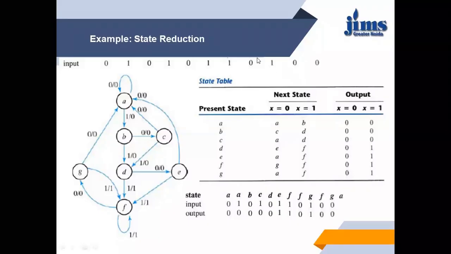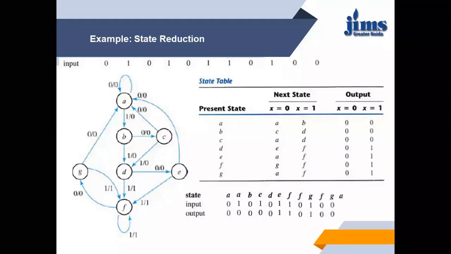So this is the way, with this particular set of inputs 0, 1, 0, 1, 0, 1, 1, 0, 1, 0, 0, the outputs are 0, 0, 0, 0, 0, 1, 1, 0, 1, 0, 0, and the next states followed are A, B, C, D, E, F, G, A. So here we can see how the output is changing and how the next state comes when we give a particular set of inputs.